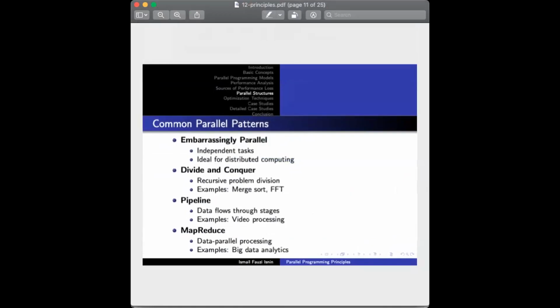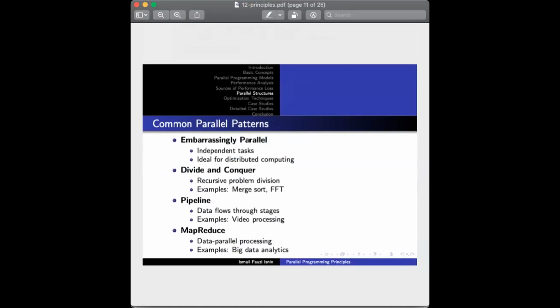Next, common parallel patterns. Rather than designing parallel applications from scratch, we rely on established parallel patterns to structure our workload. Embarrassingly parallel: this pattern consists of entirely independent tasks that require absolutely no communication or synchronization between threads. It is highly ideal for distributed computing frameworks.